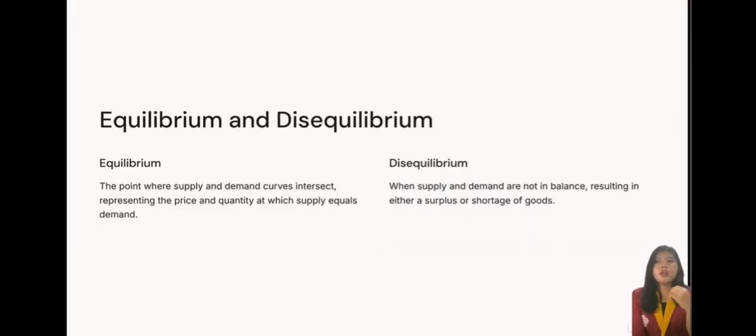Equilibrium and disequilibrium. Equilibrium is the point where the supply and demand curves intersect, representing the price and quantity at which supply equals demand. Disequilibrium is when supply and demand are not in balance, resulting in either a surplus or shortage of goods.